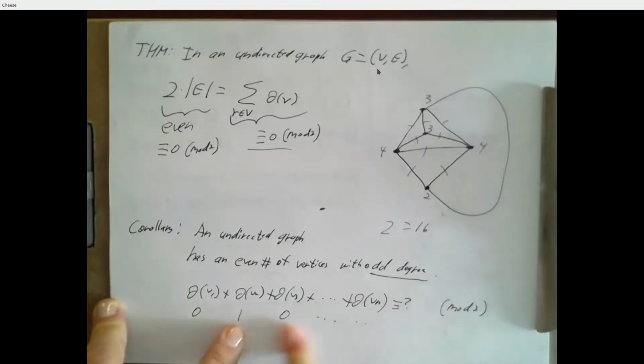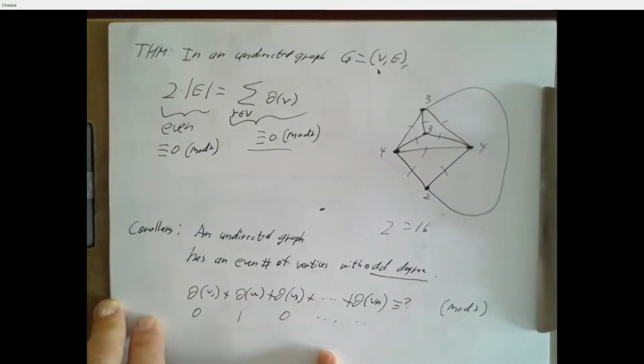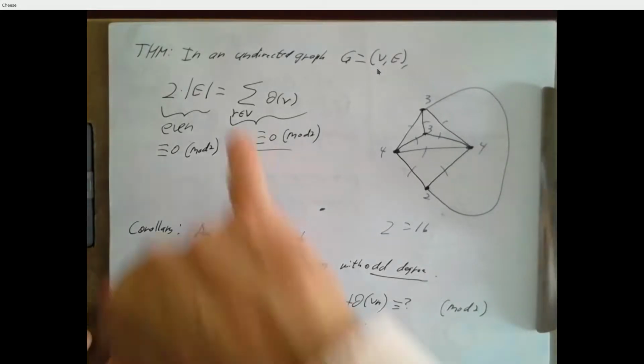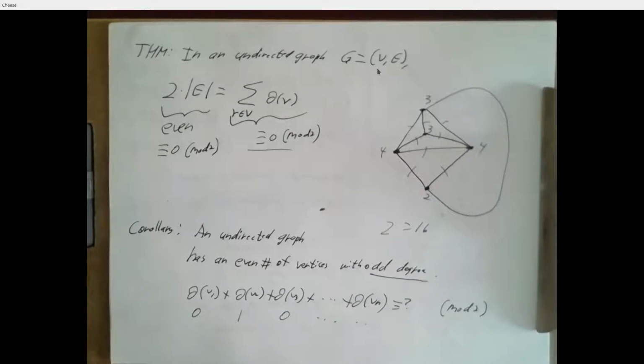Right, because every time I have a pair of vertices with an odd degree, when I add them together, 1 plus 1 becomes 0 again. And if I have an odd number of vertices with odd degree, I'm going to have a 1 left over. So you can wrap a pretty straightforward proof around that idea and show that the number of vertices with odd degree has to be even. And it's just a corollary of this observation about degrees.